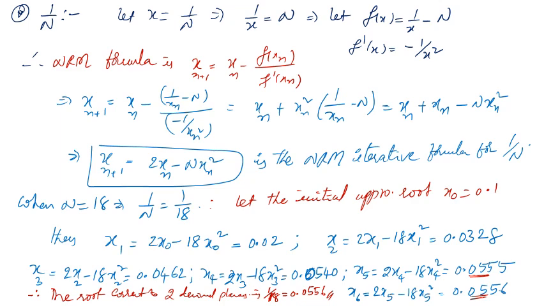Now in this one put n equal to 0, get x1, that is 0.02. Put n equal to 1 here, get x2, then 0.03, x3, x4, x5, x6, and correct it to two decimal places. The root is 0.0556.